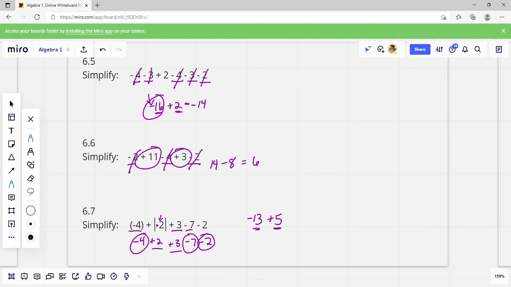Or these signs are different, so I have to subtract. If I say 13 minus 5, I'm going to get 8. And now to see if it's negative or positive, this is my biggest number. 13 is more than 5, and it's the negative one. So my answer is going to be negative.